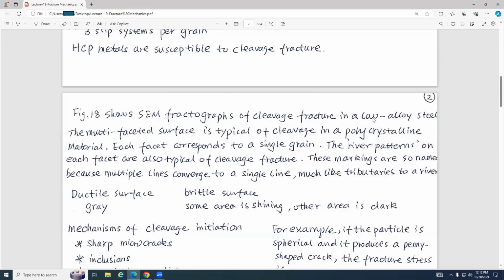So the river pattern is just like a river. On each facet are also typical of cleavage fracture. These markings are so named because multiple lines converge to a single line, and so this looks like the tributaries to a river. Have you seen this? A lot of tributaries just converge into a river. In geography, for example, the Amazon River, you can see a lot of very, very small rivers that converge into a bigger river.